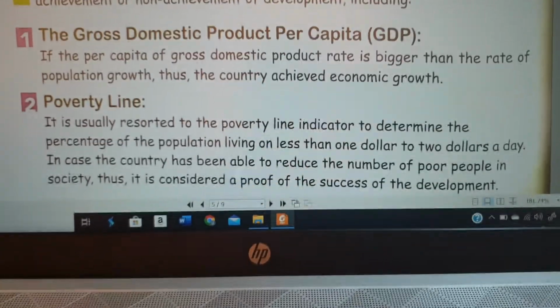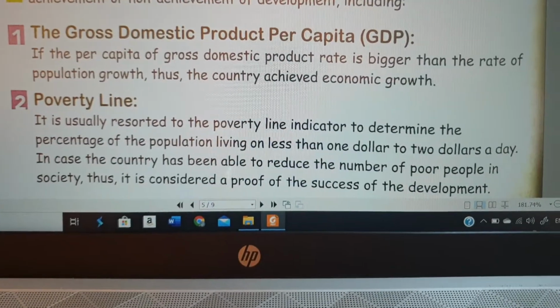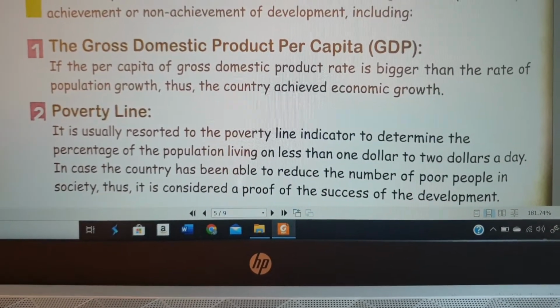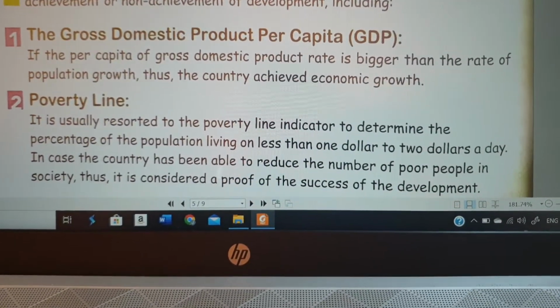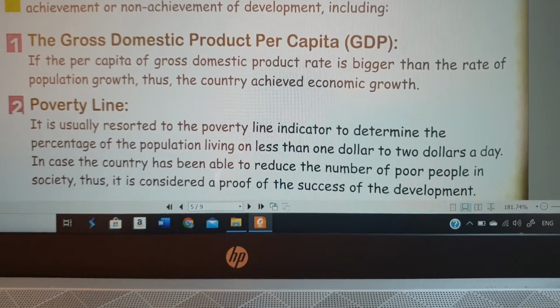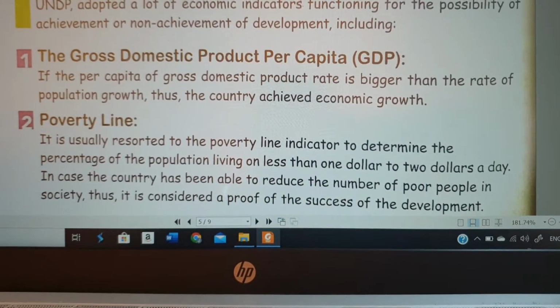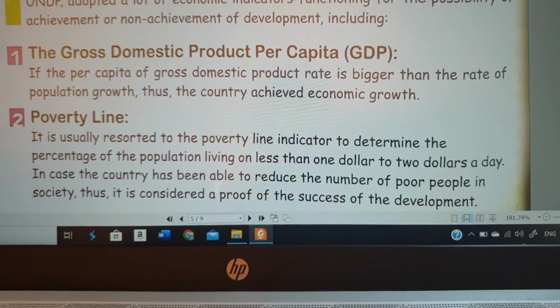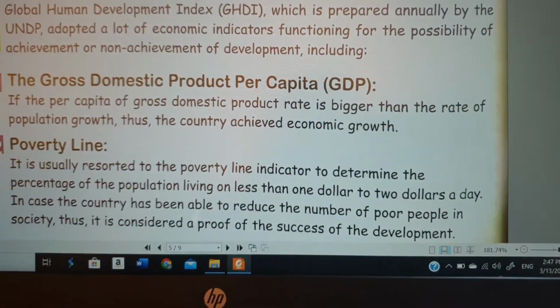That means that we will not import anything from outside. If your country doesn't import anything from outside for its population, that means we have the gross domestic product per capita. Okay, this is the first indicator.